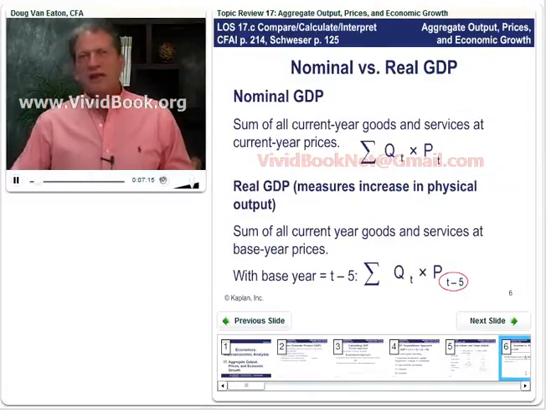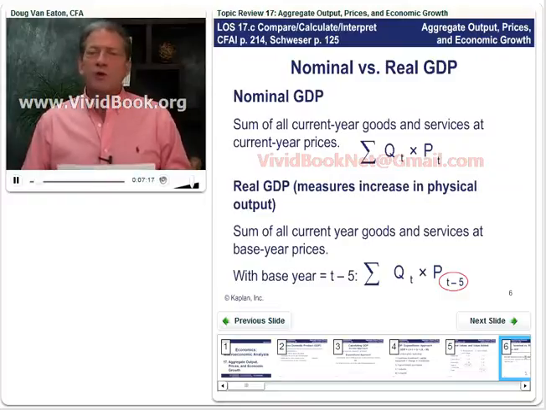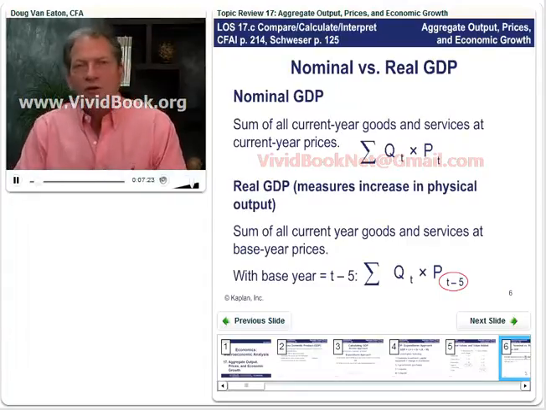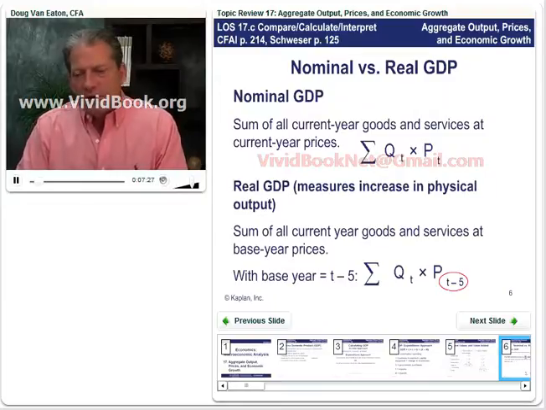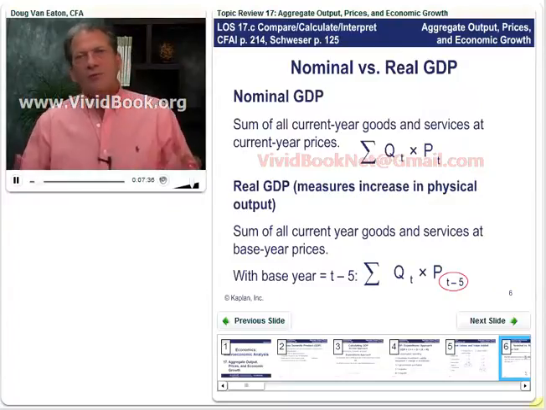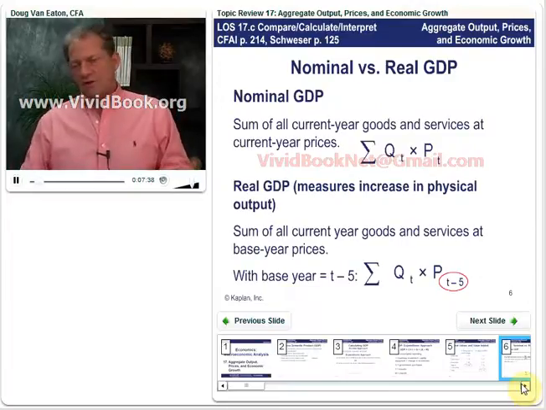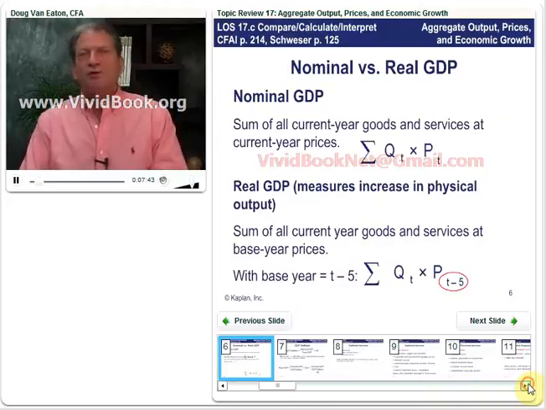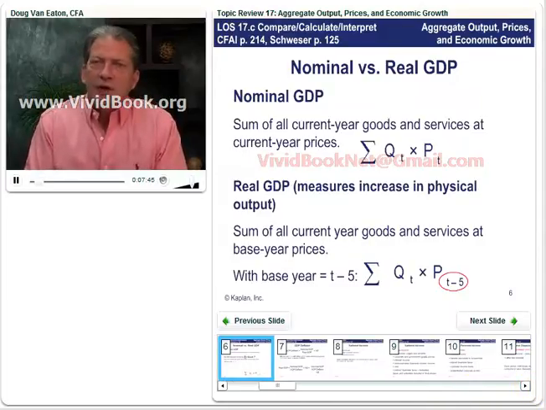Okay, now let's look at nominal versus real GDP. When we talk about nominal GDP, we're talking about in dollars or in yen or whatever the currency units are. And we said, well, it's the final goods, all final goods, their prices times their quantities. So that's simply what we have here. Sum up the quantity times the price for everything produced in the economy over that period, or all final goods and services produced in the economy over that period, and add them up.